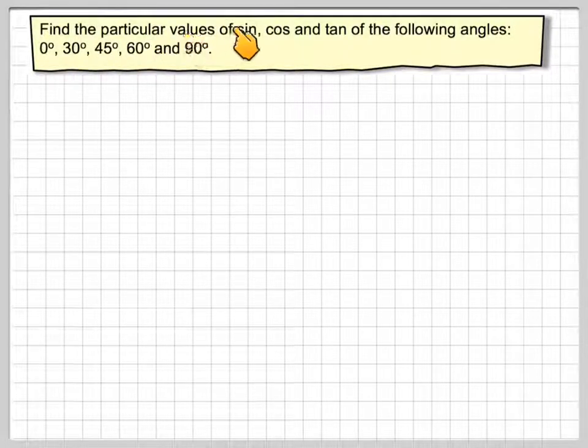Find the particular values of sine, cos and tan of the following angles: 0, 30 degrees, 45 degrees, 60 degrees and 90 degrees.